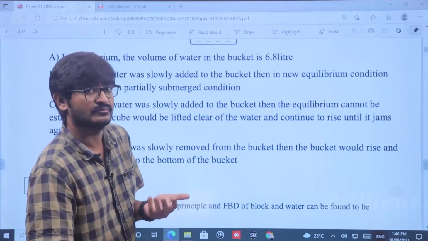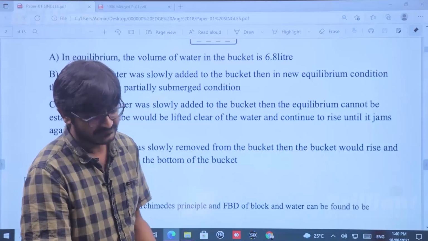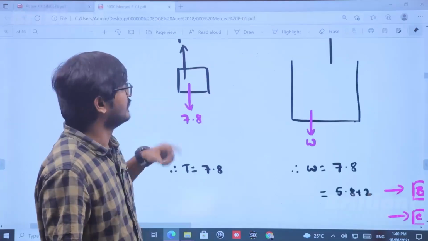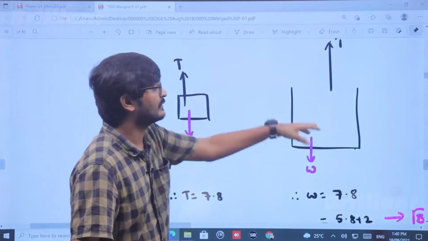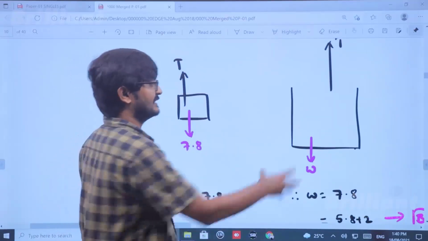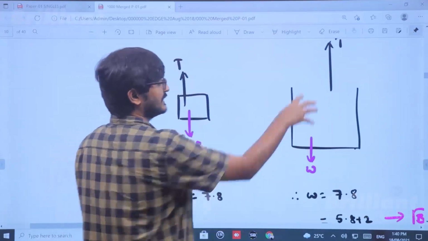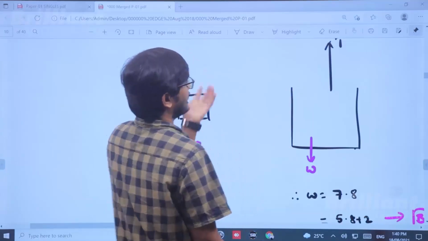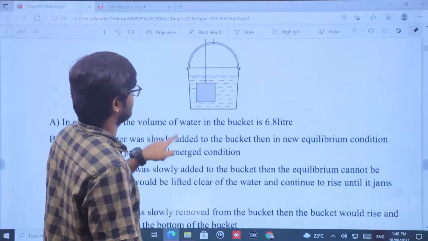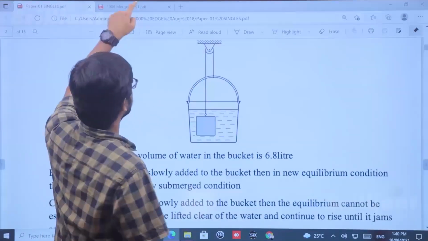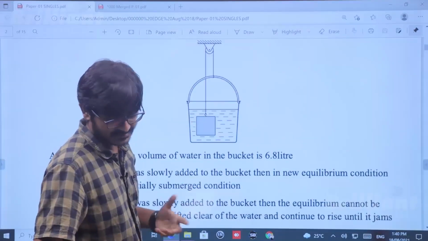If you have poured more than 2 liters, they have said if 3 liters of water was poured. If 2 liters was poured, what will happen? It will be just coming out. If more than 2 liters was poured, what will happen? This weight will obviously be more than this weight, so this will try to go down and this will try to go up, and it will hit the pulley, right? It will hit the pulley if you pour more than 2 liters. So option 3 is also fine.